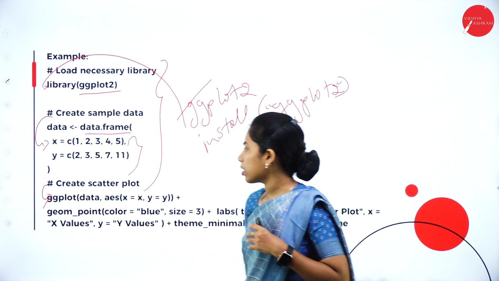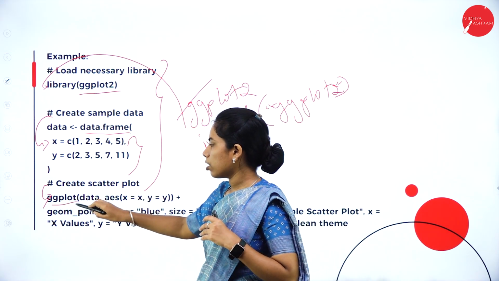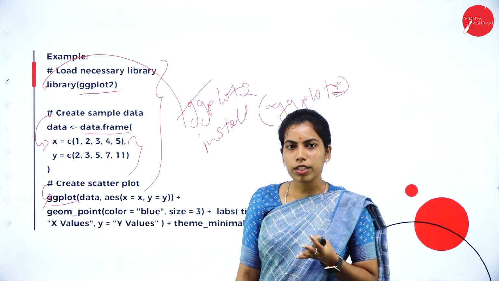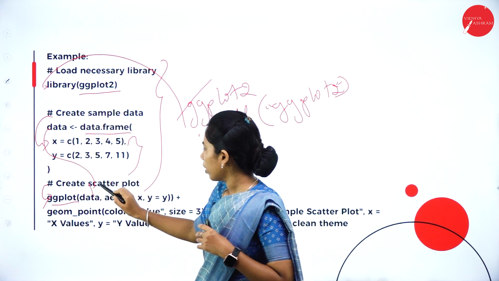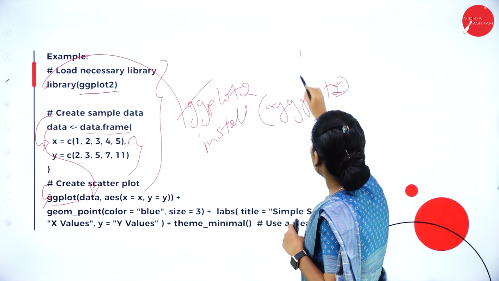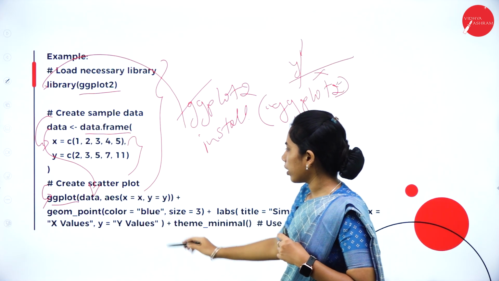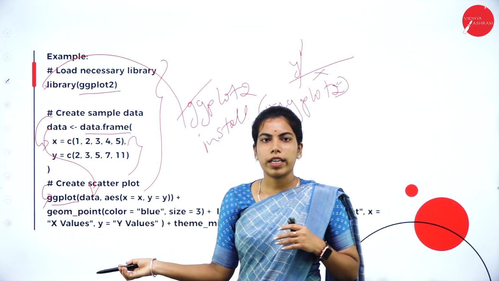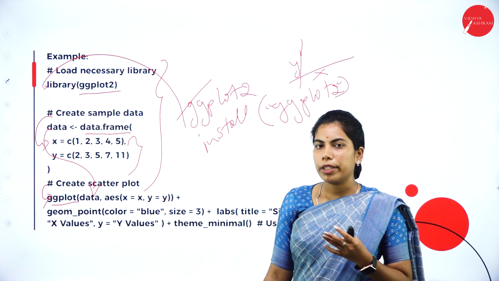Now create a scatter plot using ggplot. This is also one of the functions for graphical representation, and call the data here. Now, what do the axes mean? Here you can see this is the graph, this is the x-axis, this is the y-axis. So for that, x is equal to x and y is equal to y, plus geom_point.